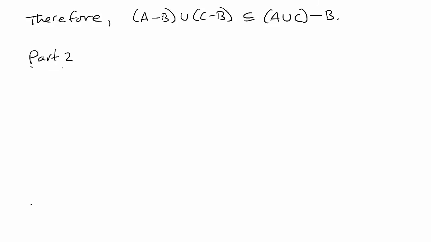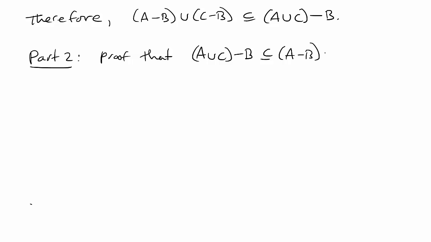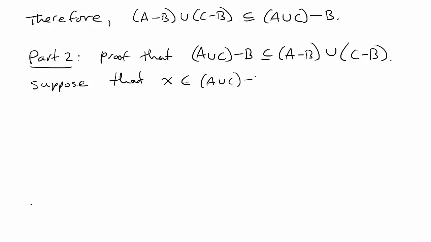Then we're going to go into part 2. So part 2 is to prove that A union C, set difference B, is a subset of the set difference between A and B union the set difference between C and B. So now we're doing the subset in the other direction. So we're going to suppose that X is an element in that first set.